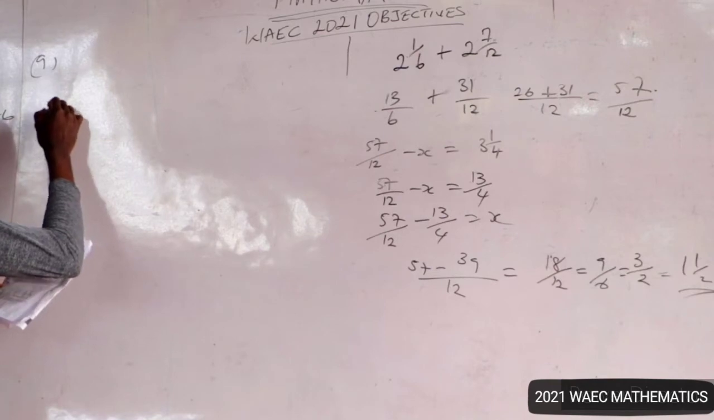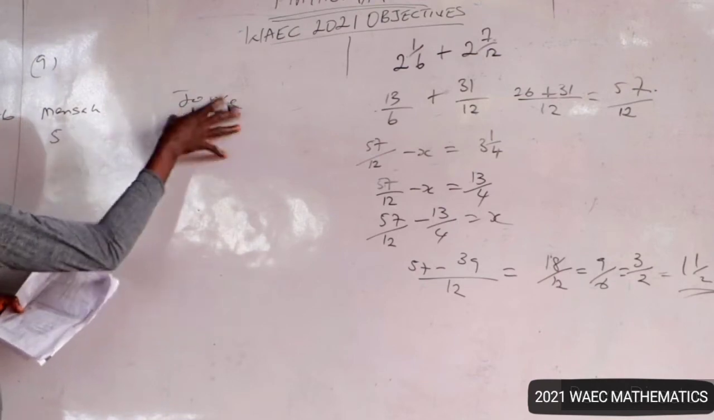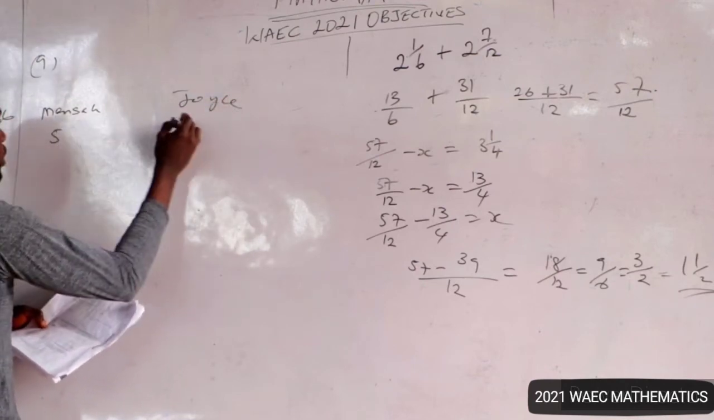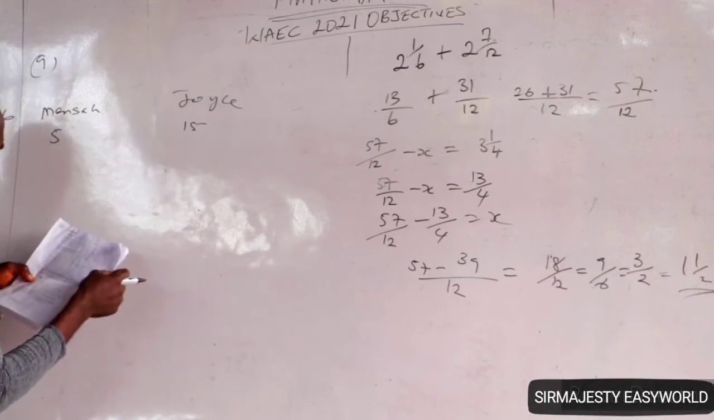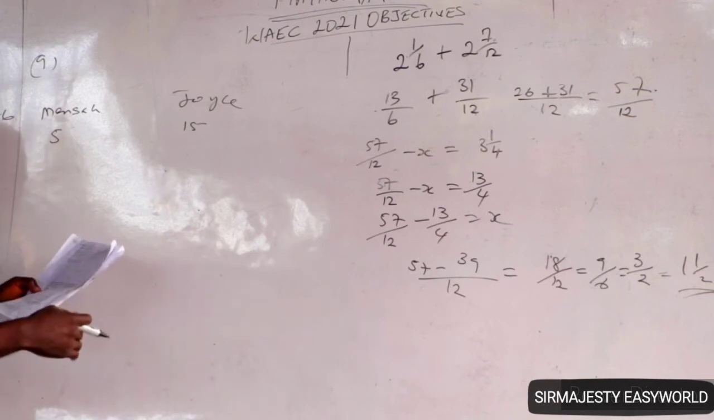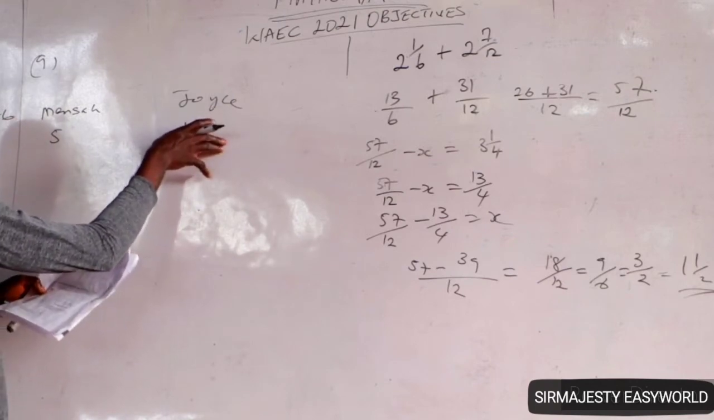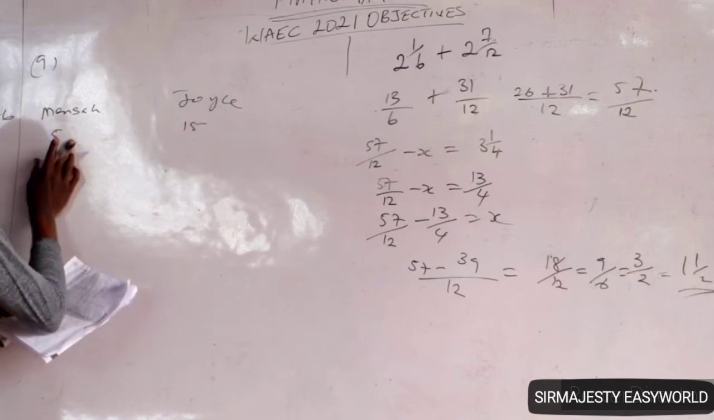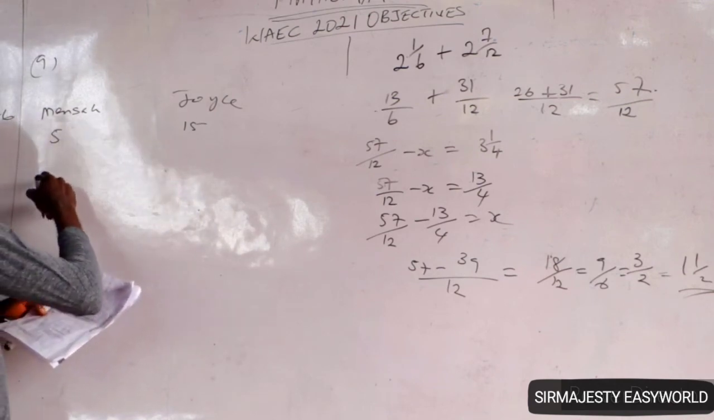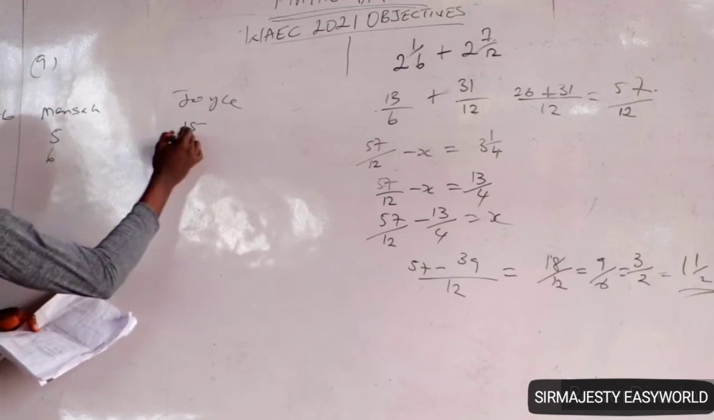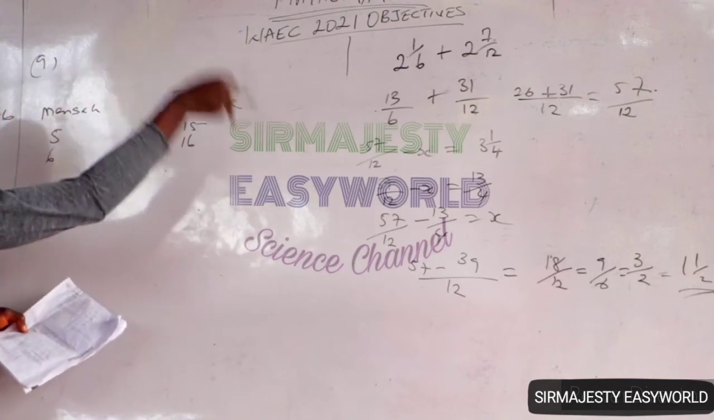Let's assume that this is Mensa, and this is Joyce. This person is 5, and this person is 3 times this person, which means 15. They are asking, in how many years will Joyce be twice as old as Mensa? That is, when will this person's age be this person's age times 2? You see that 5 times 2 is not 15, so it's not working. Let's assume in the next year, this one will be 6 and this one will be 16. 6 times 2 is not 16, so it can't be in the next 1 year.